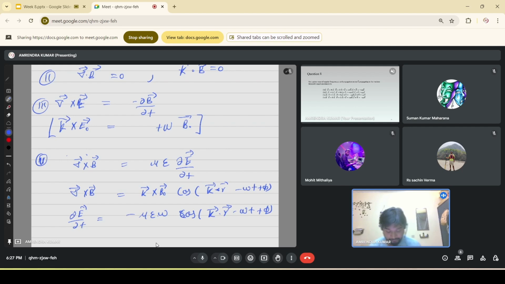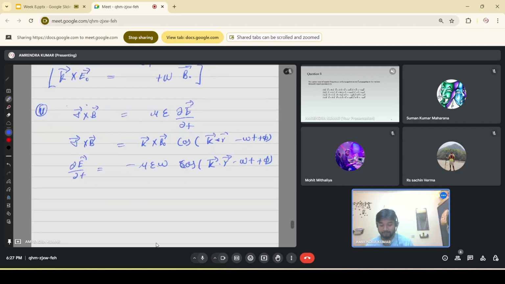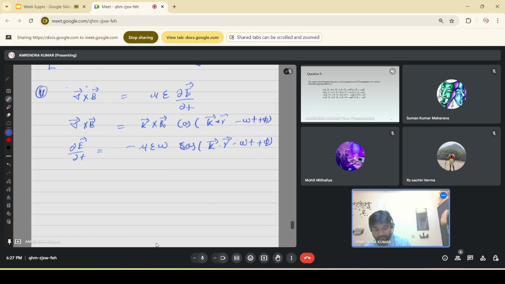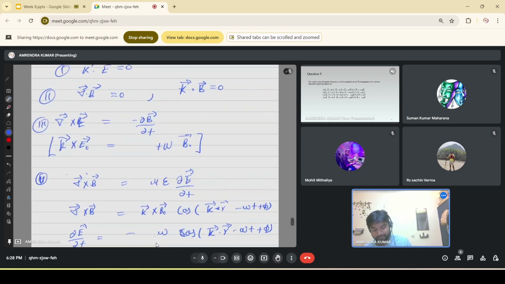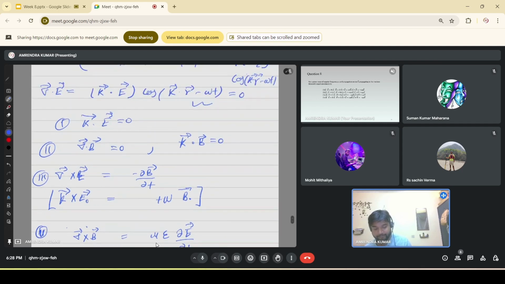Now if you equate both sides, it will be k cross B naught equal to minus omega mu epsilon E naught, and then you have this cosine on both sides, so they will cancel out. Now we have proved this.